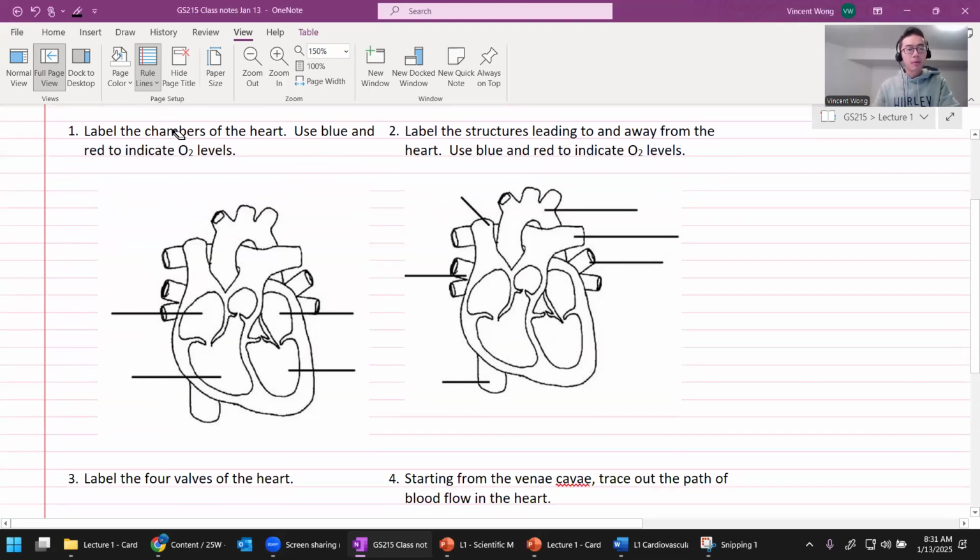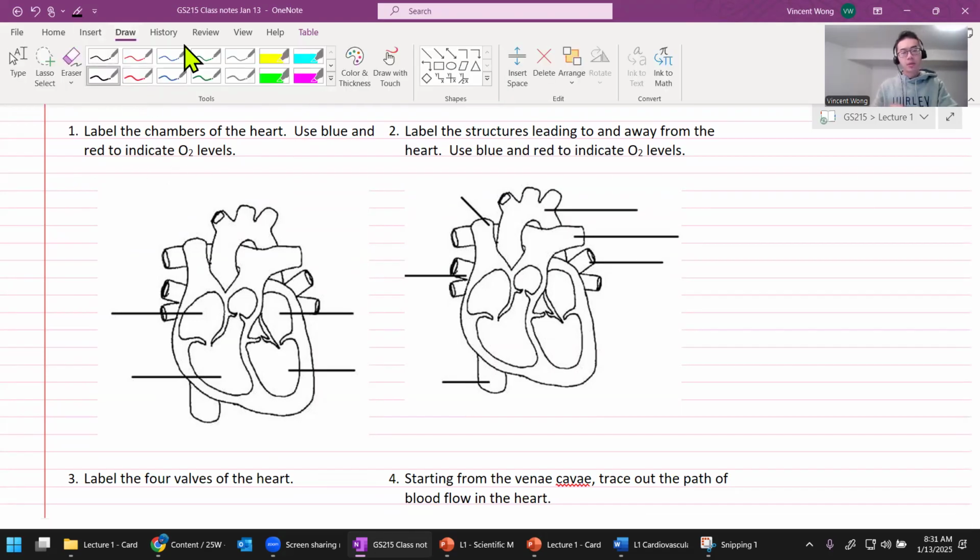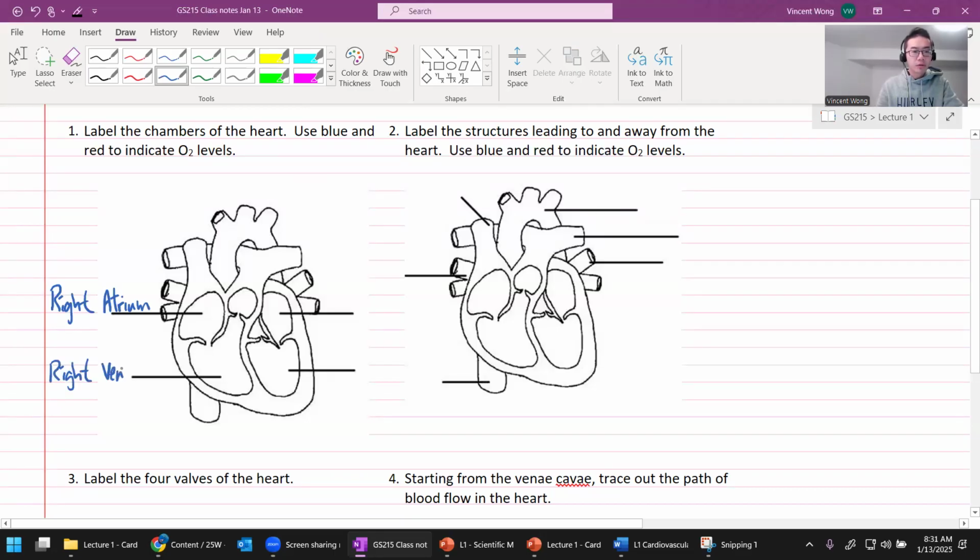First diagram here, label the chambers of the heart, use blue and red to indicate O2 level. So once again, this is an anterior view. You're looking at the heart from the front. So left and right are mirrored image. The right side of the heart is going to be carrying oxygen poor blood. And so we're going to be using blue here. That would be the right atrium, collecting blood from the superior and inferior vena cava. Below the right atrium, we have the right ventricle.